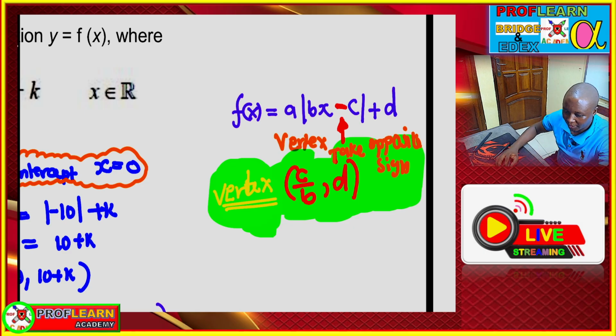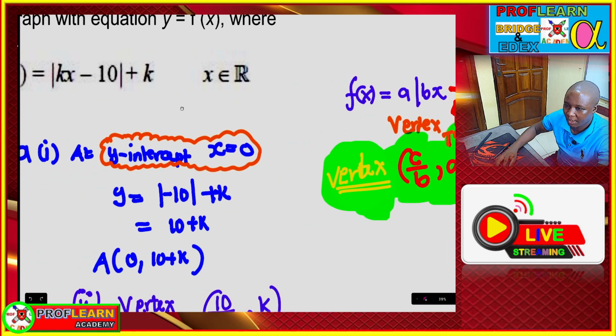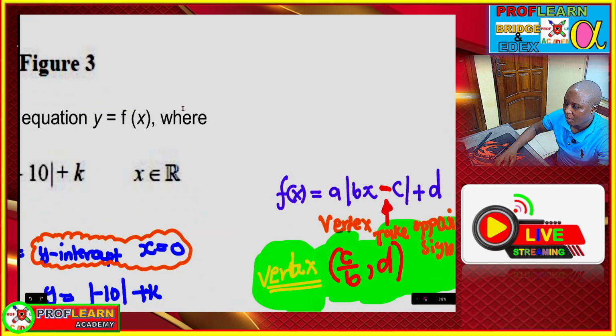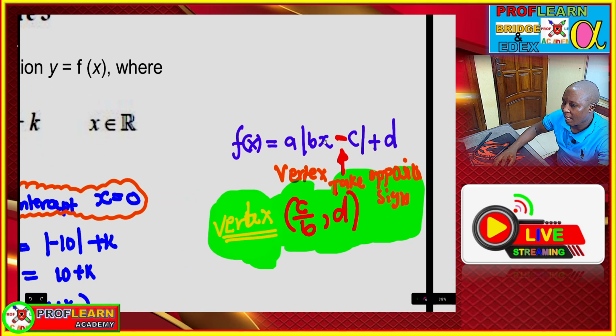For you to find the vertex, and remember the vertex is the coordinate of this point P here, you just look at the equation. The x coordinate will be the term here, and if it's a negative it will become positive, and if it's a positive you write the x coordinate as negative. If it's a negative, you take positive c over b. Then the y coordinate will be the value that is added or subtracted. So which means that if there was nothing added or subtracted, the y coordinate will be 0.